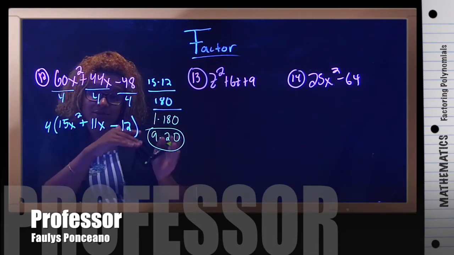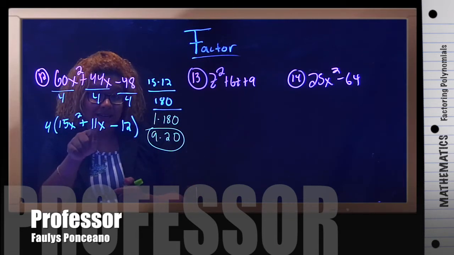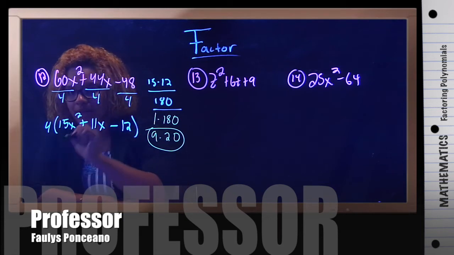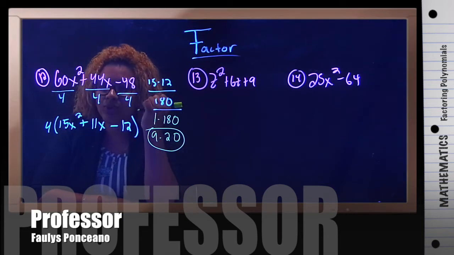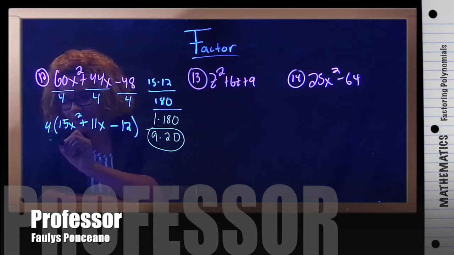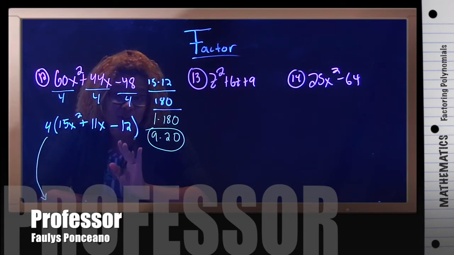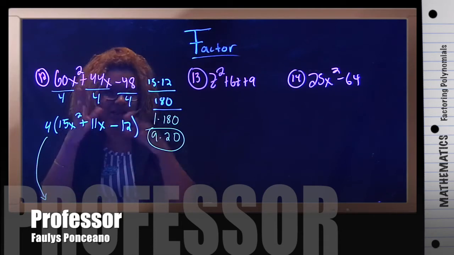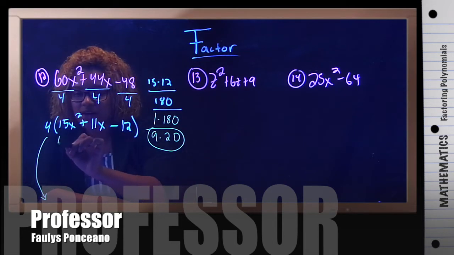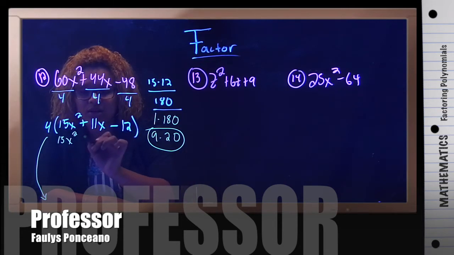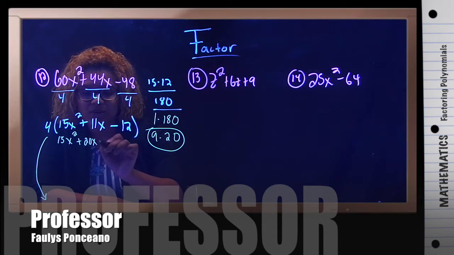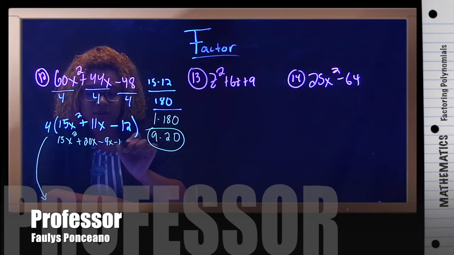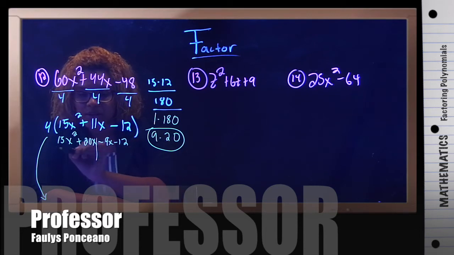So that 9 times 20 will replace the 11x, and I'm going to rewrite it. Just so we don't forget something very important, I'm going to put my GCF. I put this little arrow to make sure it's part of my answer, so I have to have it in the answer. Sometimes you're working with this and you forget it. Okay, so then I have 15x squared plus 20x, positive times negative, minus 9x minus 12, split in the middle.